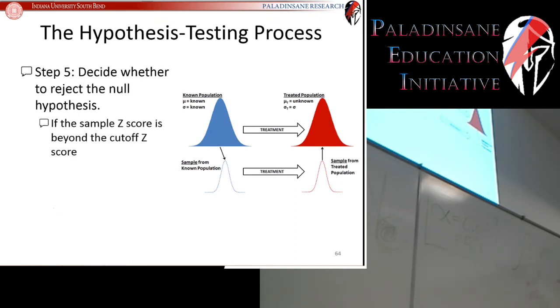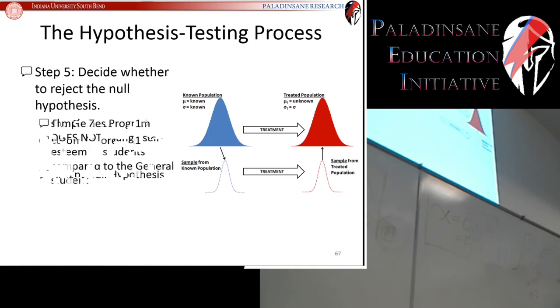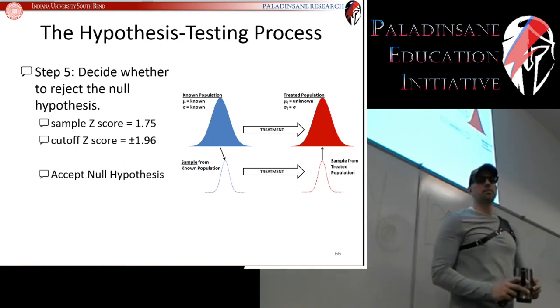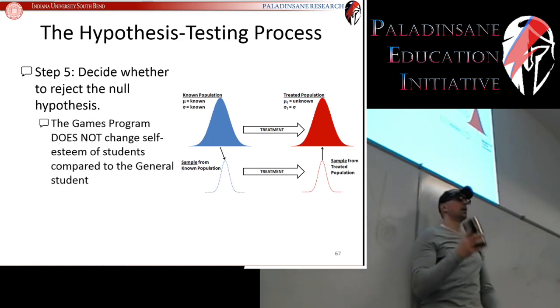So if the sample z-score goes beyond the cutoff score, it did not. But if it did, we would accept the research hypothesis and we would reject the null hypothesis. Given that's what we would have done if it crossed a line, and it didn't cross a line, we do the opposite. So if the sample score is within the cutoff scores, if it stays in the body, then we accept the null hypothesis and we reject the research hypothesis. And in this case, we would, again, accept the null hypothesis, which means that we conclude that the games program does not change the self-esteem of students.